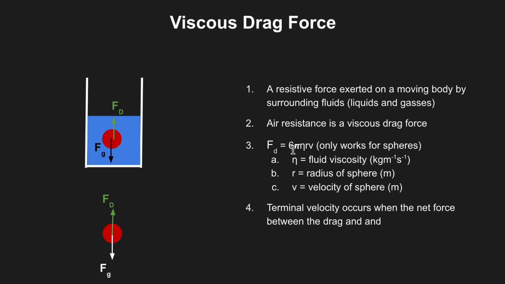It's equal to 6 pi eta r v, the product of all those, where eta is the fluid viscosity, which you'll typically be given, or if not, you can use the same formula to isolate for it. R is the radius of the sphere, and v is the velocity of the sphere as it goes down. And when talking about air resistance, there's something known as terminal velocity, which occurs when the net force between the drag and the gravitational force is equal to 0, which means that the air resistance, the drag force, is equal to the gravitational force. You need to consider that.